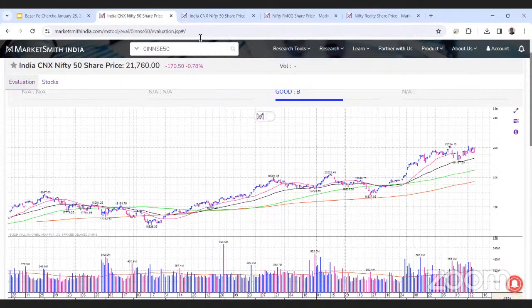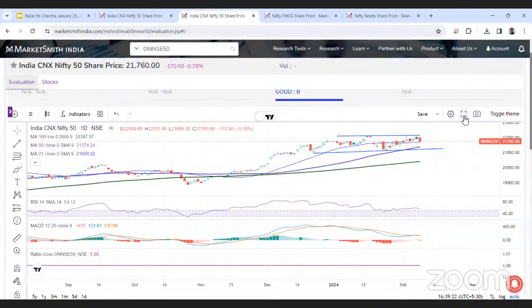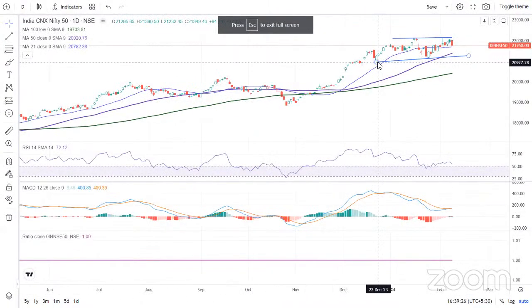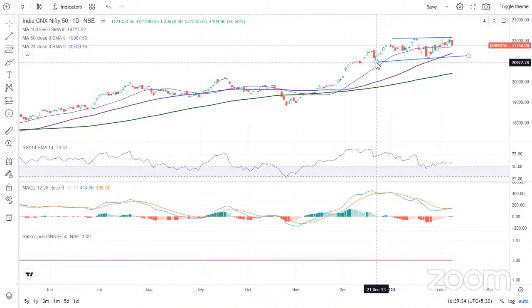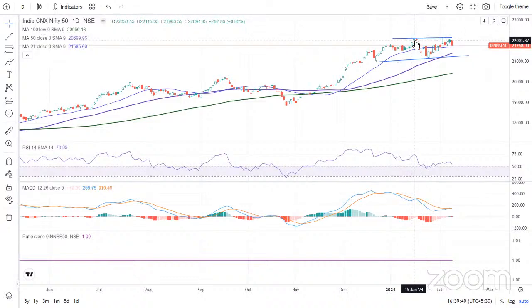If I discuss the same thing in another way on this other form of chart, more or less, if you see from here, from December 22, I can say from the last week of December, so that comes to almost 6 weeks. The index is trending sideways only, even though in between it has registered an all-time high a couple of times. The first was on 15 January, and then 3-4 days back, on 2nd February.